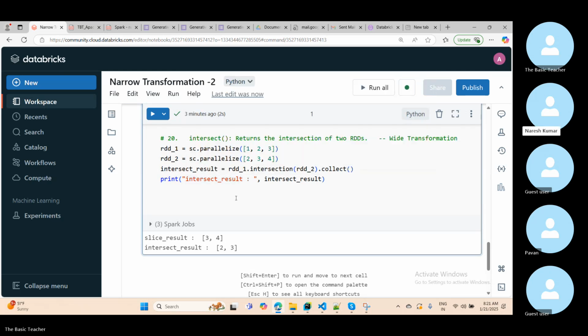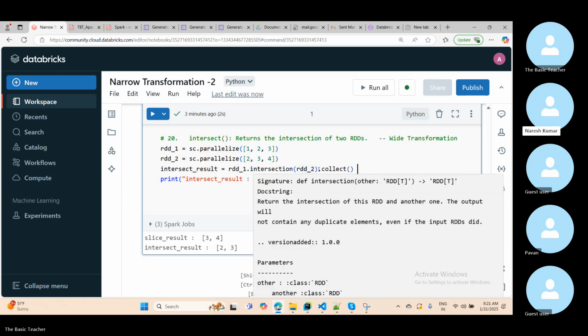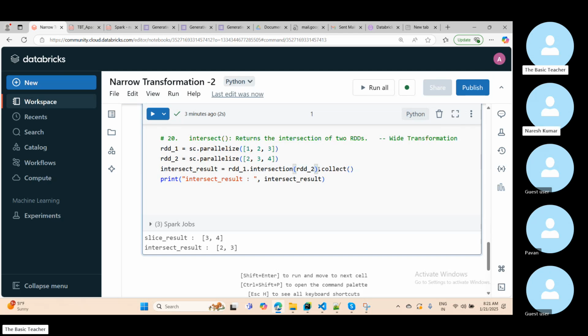Here, if I am not taking this select, I am just doing the intersection between RDD1 and RDD2 and putting the result into the intersect_result variable. And then I want to print the value of this intersect result.